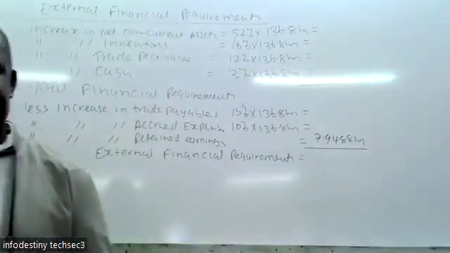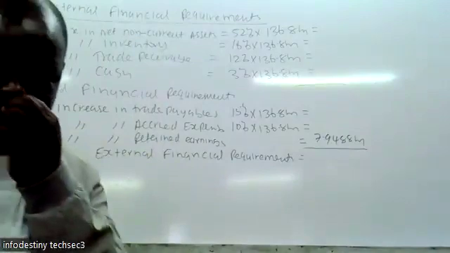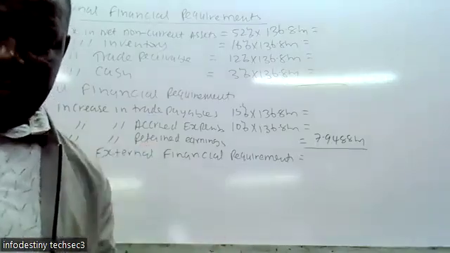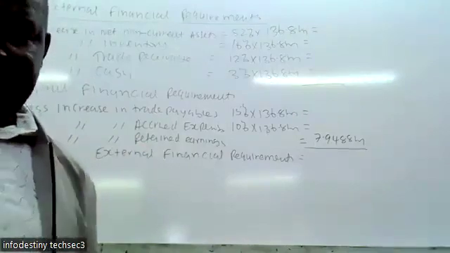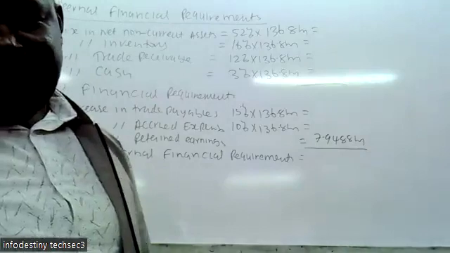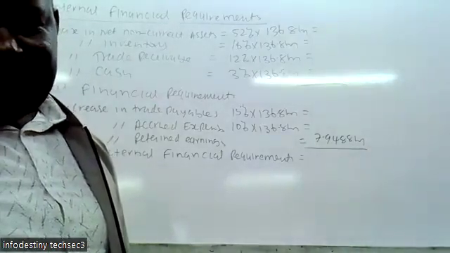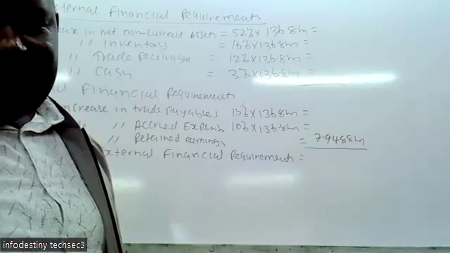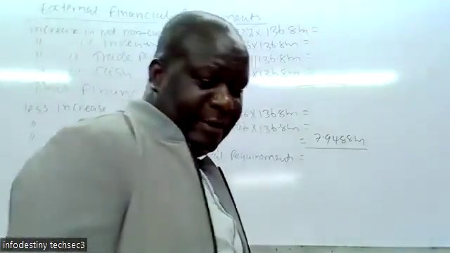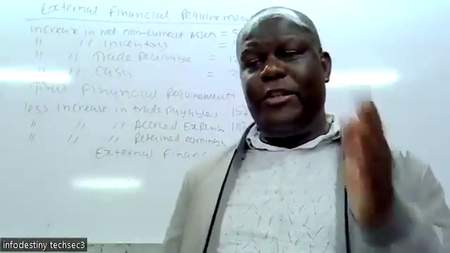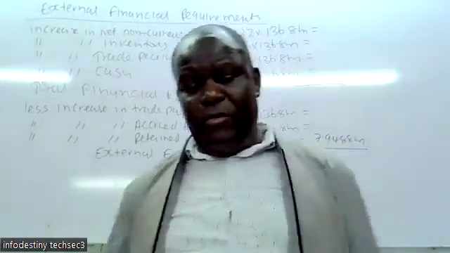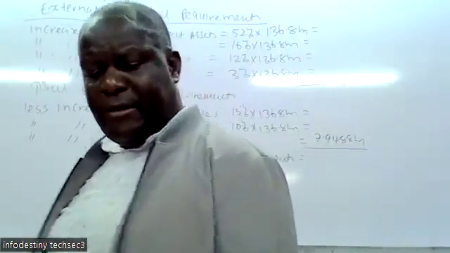Online, are we able to do that? Those who are online, is it possible to follow the same procedure the way I did the other question, then you do the same and get that pro forma statement. Try and see whether it is balancing, because you just take exactly what is given. You don't change the format. You take what you are given plus the increase. The only change will be at the end where you add external financial requirement and see whether it is balancing.